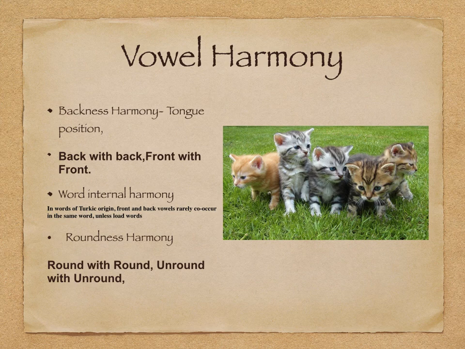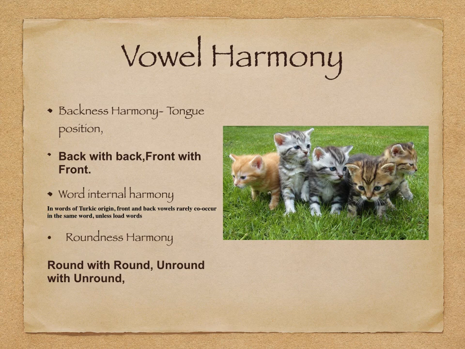Vowel harmony, backness harmony, tongue position, right? Back with back and front with front. So in word internal harmony, in words of Turkic origin, front and back vowels rarely co-occur in the same word unless it's loan words. For example, ata, right? Back. Ana, mother, back. But if you see loan words, like muhabbet, they usually break it. It is a loan word, and u is back and a is front.